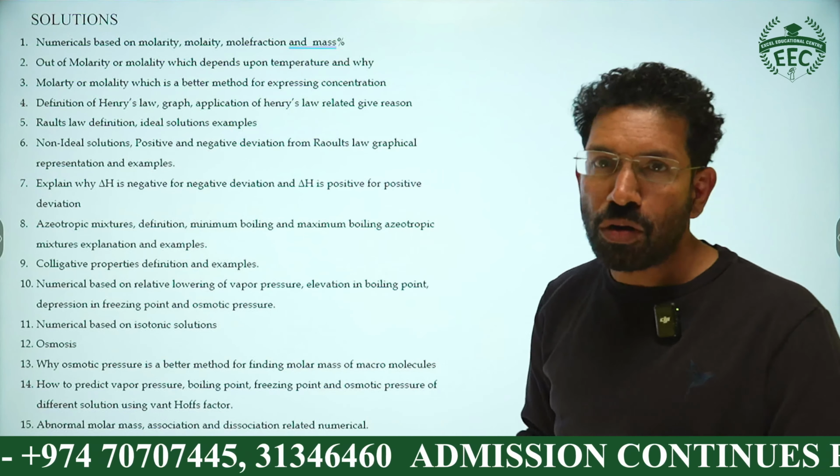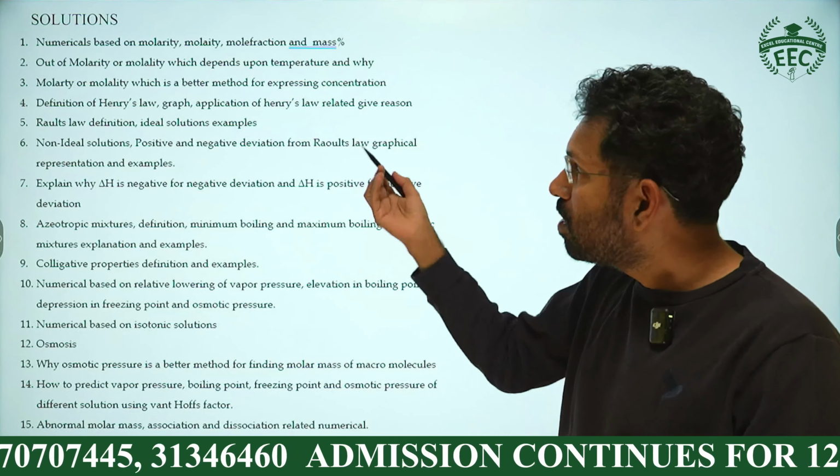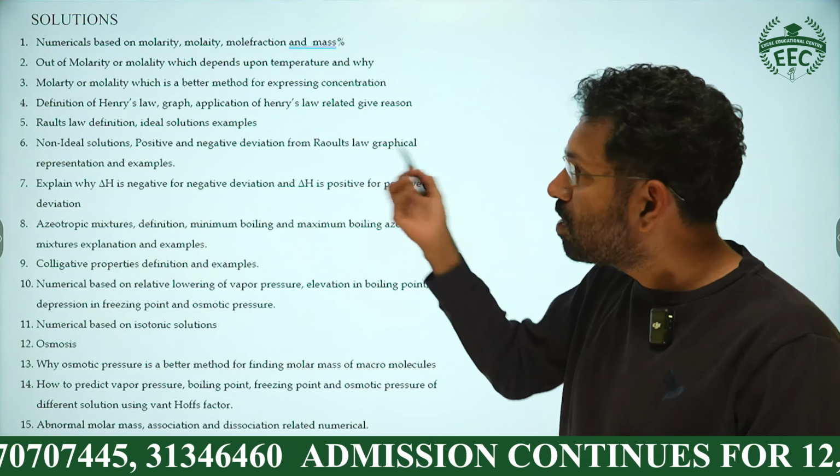Then Raoult's law, its definition and examples, ideal solution and non-ideal solution. You know there are 2 types of non-ideal solution: solutions showing positive deviation and negative deviation. This is very important. It comes in the 2-mark theory portion, sometimes as an objective question. Non-ideal solutions, with positive and negative deviation from Raoult's law, are an important area. These are all very important.